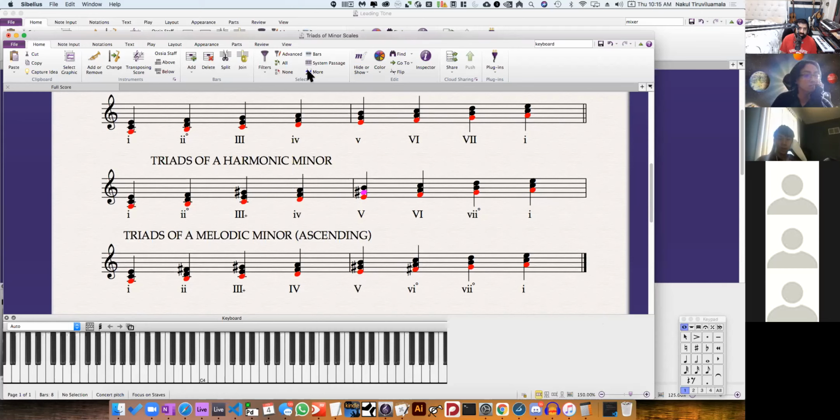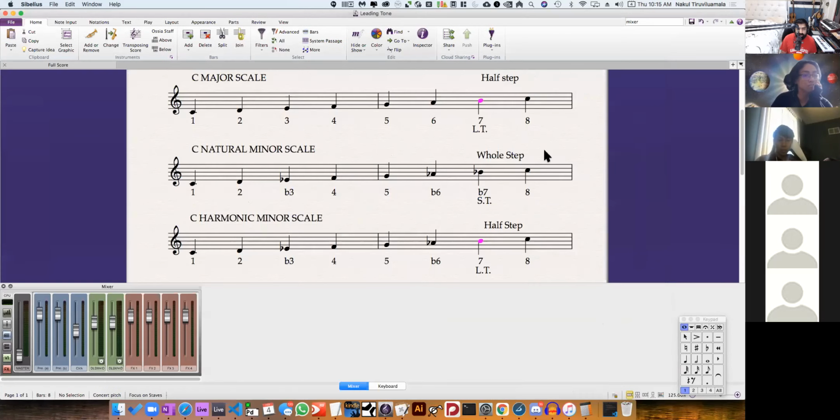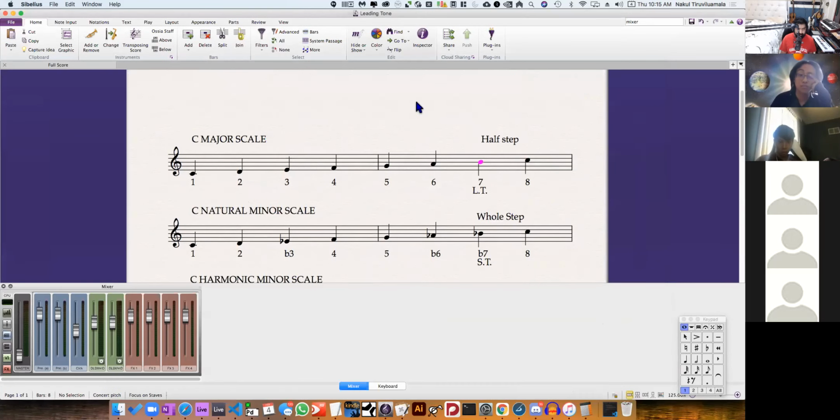Leading tone, exactly. Okay, what is the definition of ST and LT? ST is subtonic. LT is leading tone. Okay. Now there just happen to be names for these particular scale degrees, right?